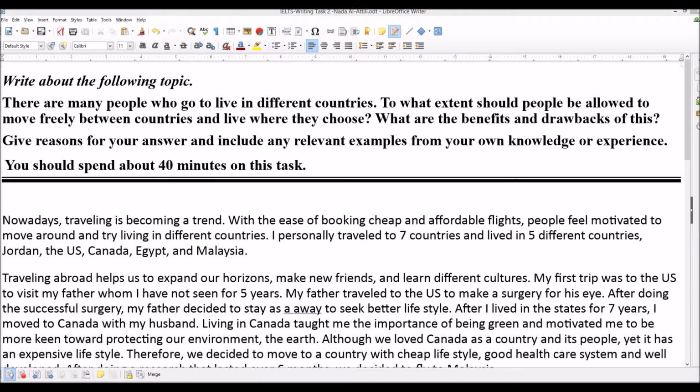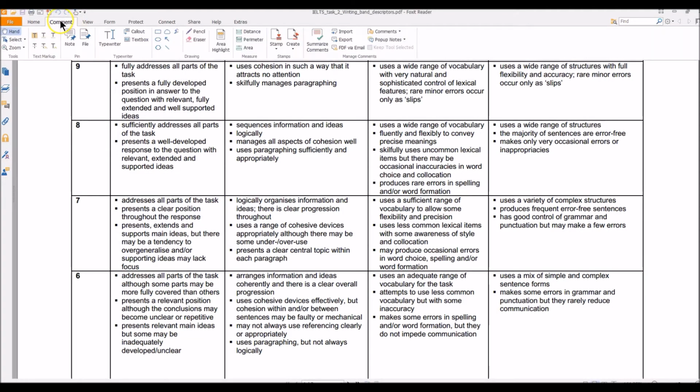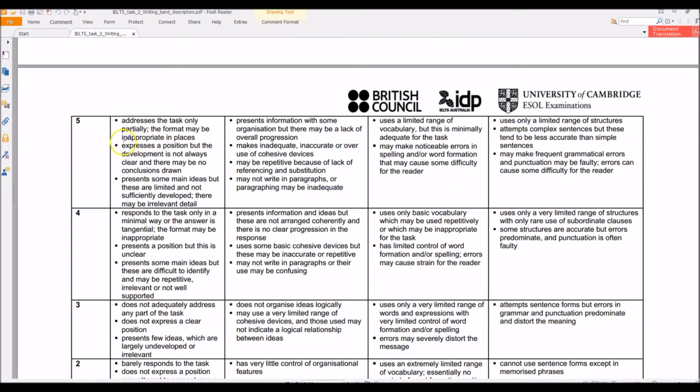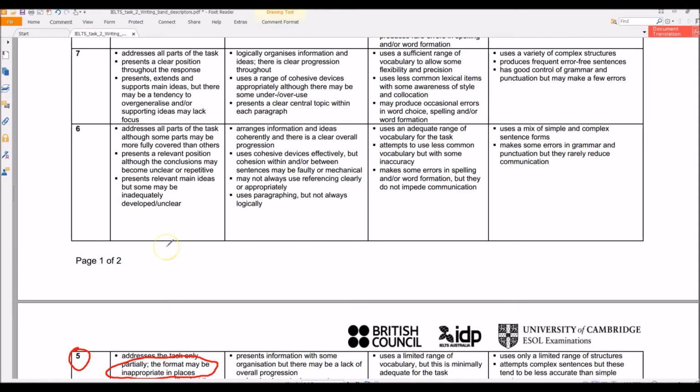The reason why this is important, and I'll show you this now, is the official band descriptors. If we scroll down, if your format is inappropriate, as in you use a wrong structure for the question type, you can see what you get. You get 5, or possibly even 4. Responds to the task only in a minimal way, or if the answer is tangential, in other words, at a tangent, off topic. So this is why having a good structure appropriate for the question type is very important.